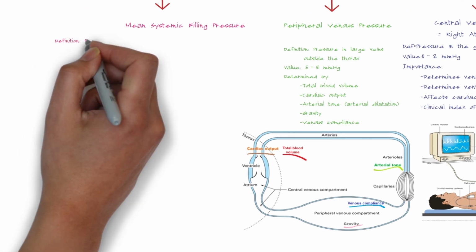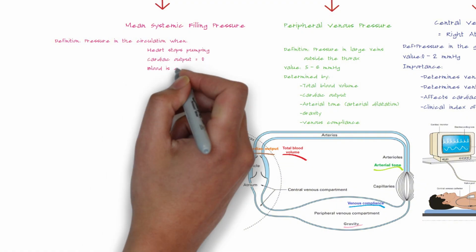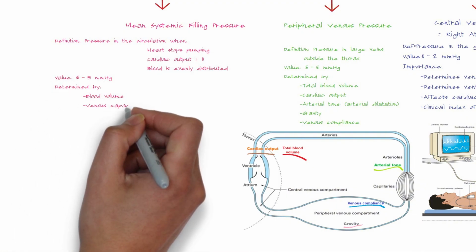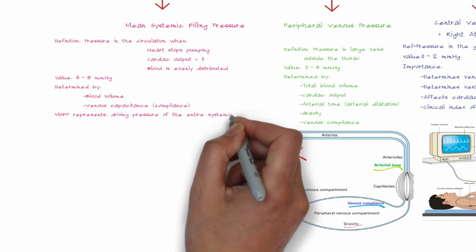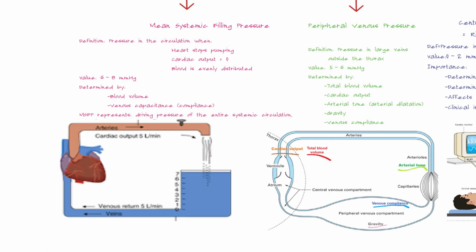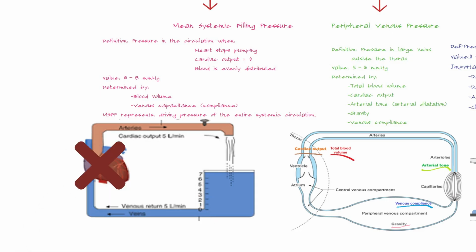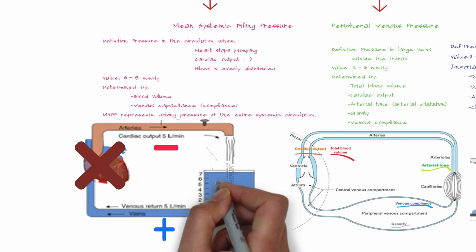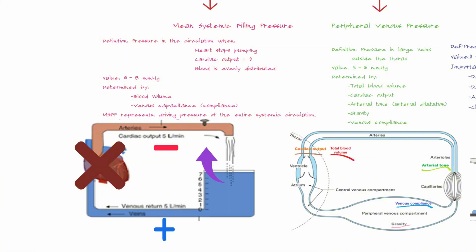The third and the last is the mean systemic filling pressure, and this is the pressure in the circulation when the heart stops pumping, so the cardiac output becomes 0 and blood distributes evenly in all vessels. Normally it is 6 to 8 and determined by the volume and the capacitance compliance. Most importantly, the mean systemic pressure is the driving pressure to the systemic circulation. When it increases, the venous return increases.